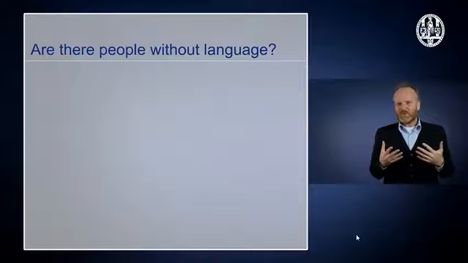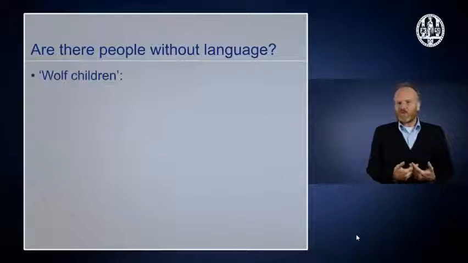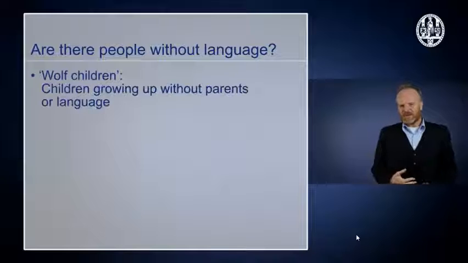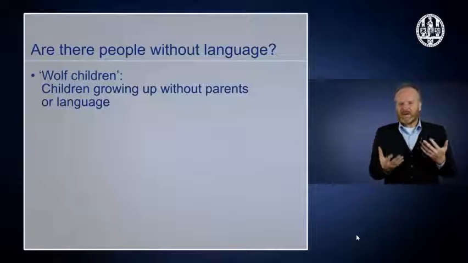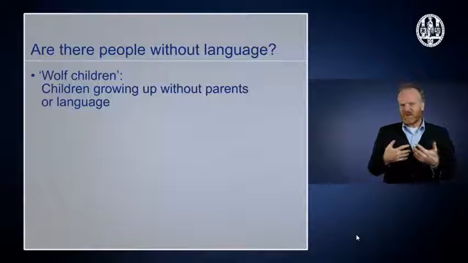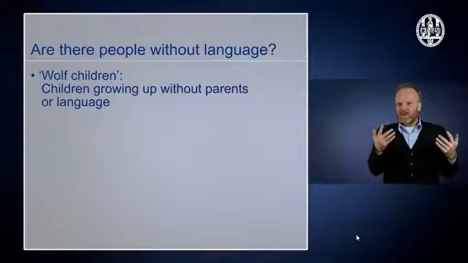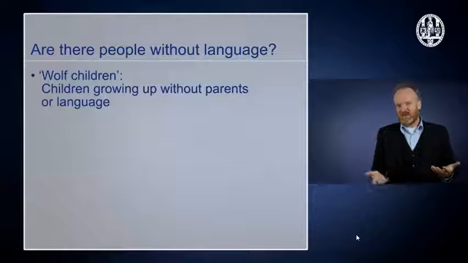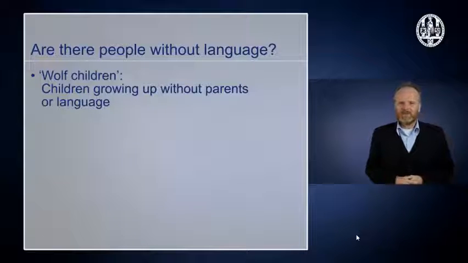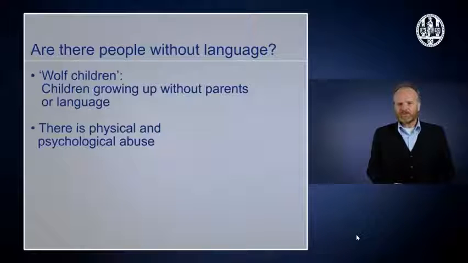Examples of people suffering from these very strong social impediments are so-called wolf children. They're children who grew up without their parents, or where their parents didn't want to speak to them for some strange reason. They may have been deaf children with hearing parents, where the hearing parents were ashamed of having deaf children. That unfortunately sometimes happens.